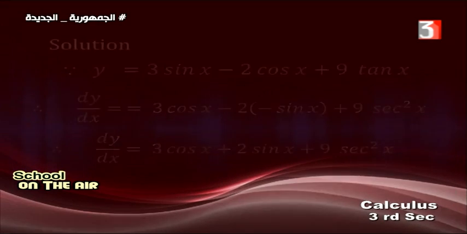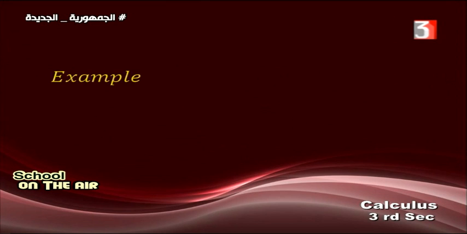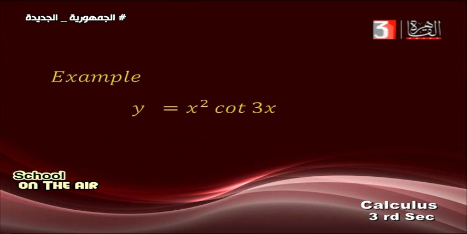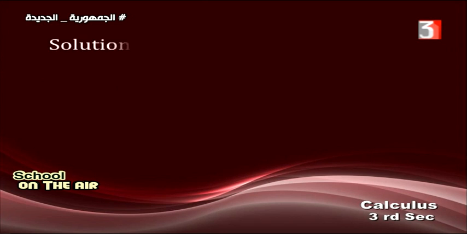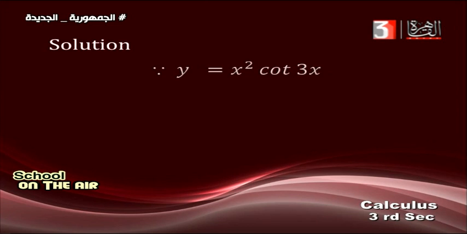Then dy dx equals 3 cosine x plus 2 sine x plus 9 sec to the power 2x. Now we move to the next example. If y equals x power 2 times cotan 3x, find dy dx. This function is a product of two functions. The first function is x to the power 2, and the second function is cotan 3x.